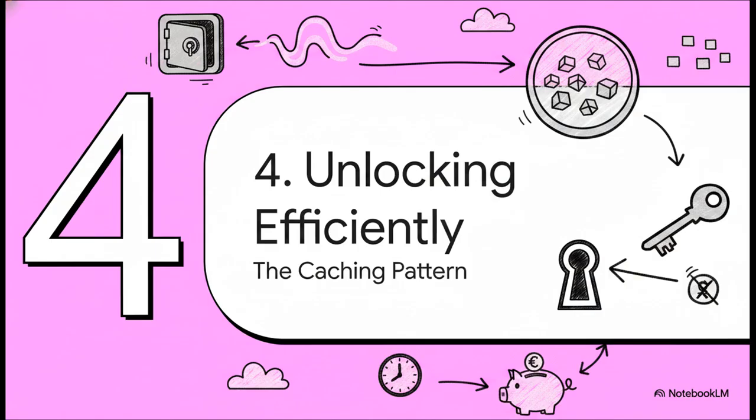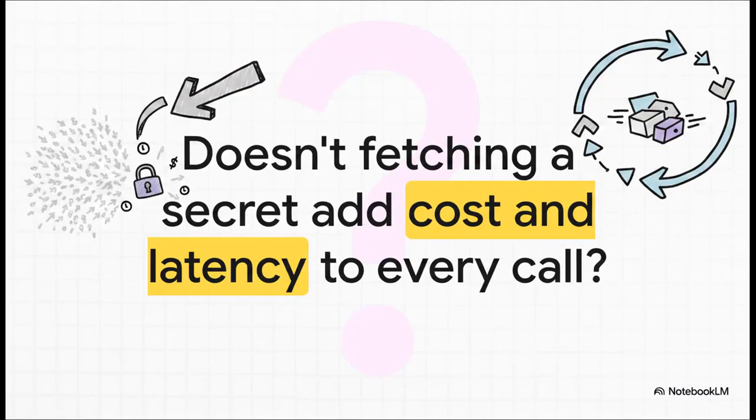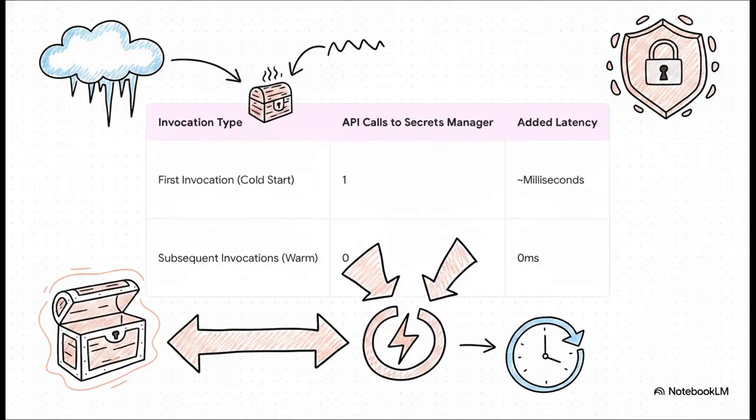And you know what? That is an excellent question. And yeah, let's just hit that concern head on. You're right. If your function gets hit 1,000 times a minute, you do not want to make 1,000 API calls to Secrets Manager. That would be a performance nightmare. But don't worry, there's a really clever, elegant pattern for this. The solution, my friends, is caching.